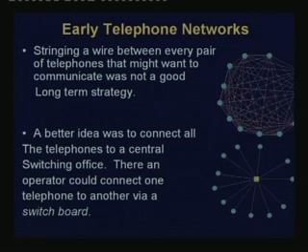As you can see, very soon we have a veritable jungle of wires, and of course, it is costly and it is very difficult to manage. Even at the subscriber end, you cannot handle so many wires coming into your premise. So, a better idea was to connect all the telephones to a central switching office. There an operator could connect one telephone to another via a switchboard. That is the next figure that you see, that the number of wires have come down.